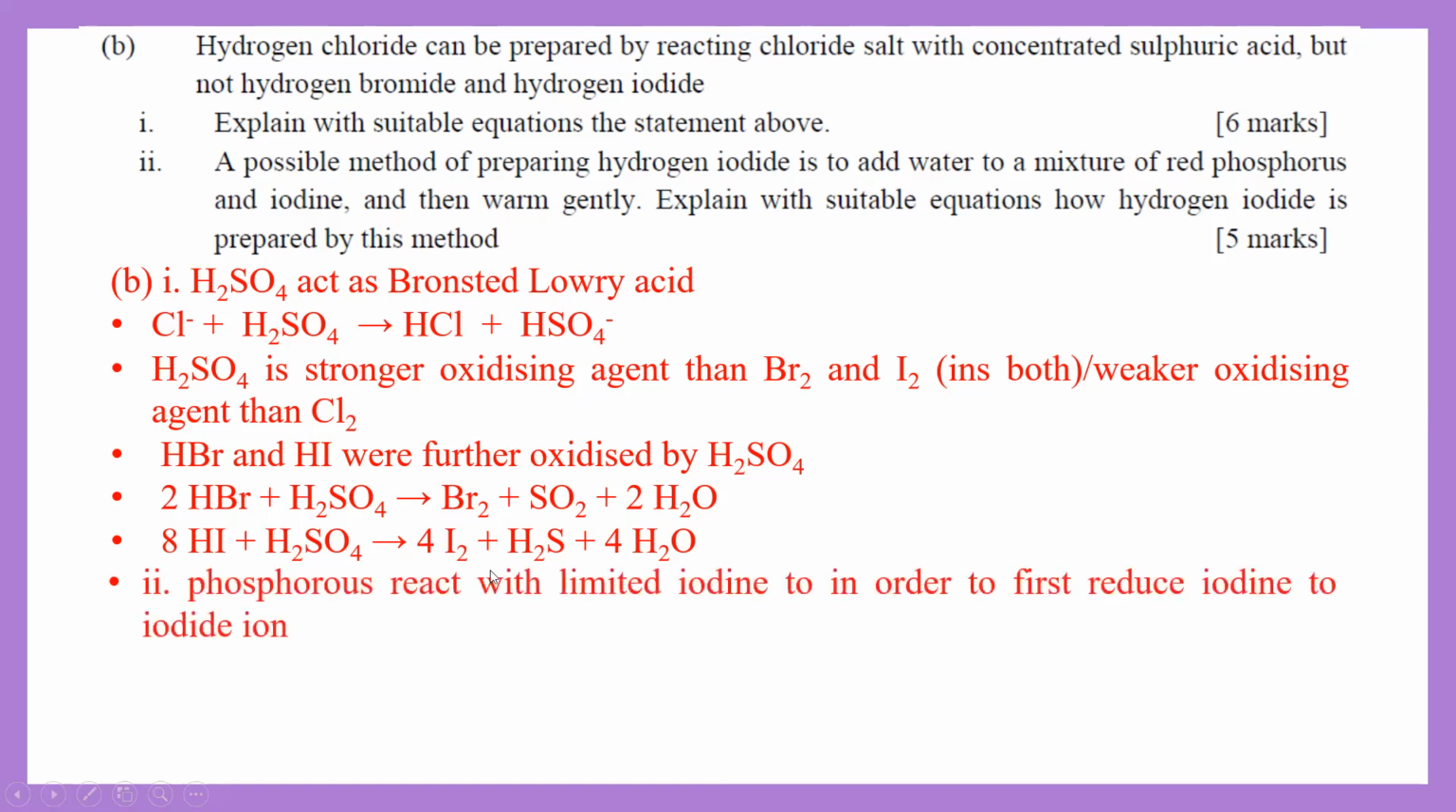So first, you have to react phosphorus with the iodine to form the phosphorus iodide. According to the equation, P4 plus 6I2 give 4PI3. Teacher, can I write it as the simple P plus... 4P?